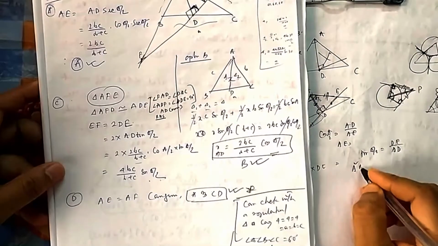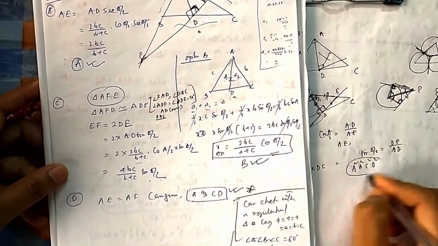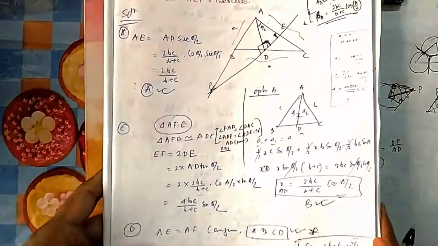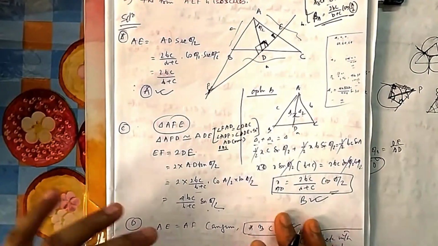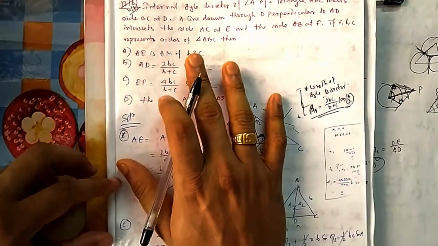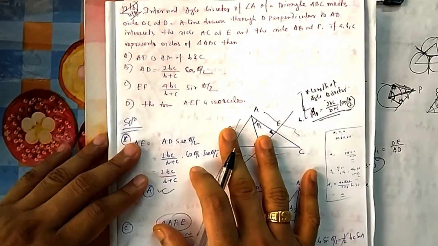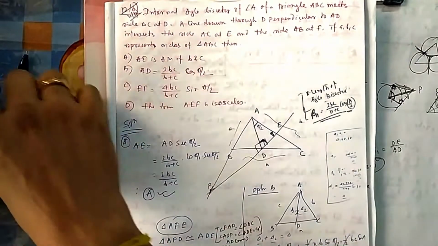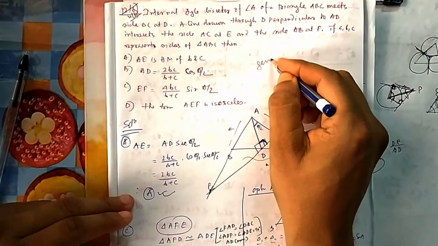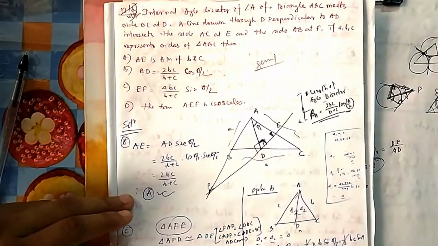So the option is A correct, B correct, C correct, D correct. So multiple correct option, all four are correct. So for multiple correct option, you have to check all the options. Now if you see, if it had not been a multiple correct, then you could have tried this one by a general approach. Why? Because it is a general question. Any triangle, angle bisector you can take. So you can try with a general angle.